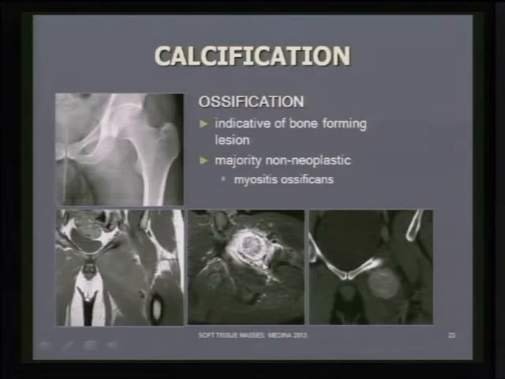When you see this rim of low signal here within the lesion and a heterogeneous internal content, and again, we can just about see this rim of low signal on the coronal T1 weighted image, this is a very clear indicator of the peripheral ossification that occurs with myositis ossificans. And what we do with these, we do not biopsy them at this stage, but we will refer the patient for a CT study to show the more classical appearances of this peripheral ossification.